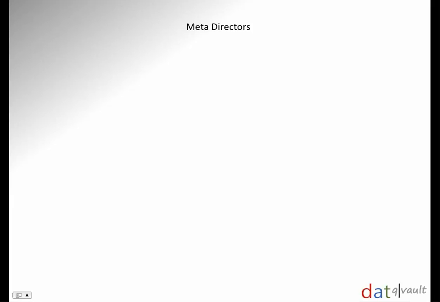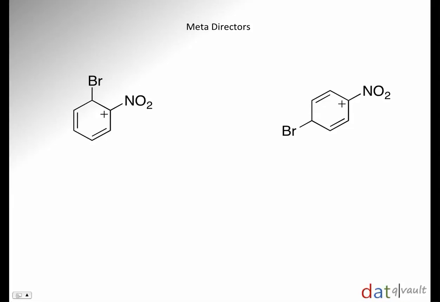Alright, let's talk about meta-directors. So why are electron withdrawing groups good meta-directors? We know they're good deactivators because they take away electron density from the aromatic ring, so it makes them poor nucleophiles. But why do they prefer to substitute, if they do substitute at all, at the meta position versus the ortho position? Again, this right here is the meta position. So why doesn't it substitute in either this ortho position or this para position?